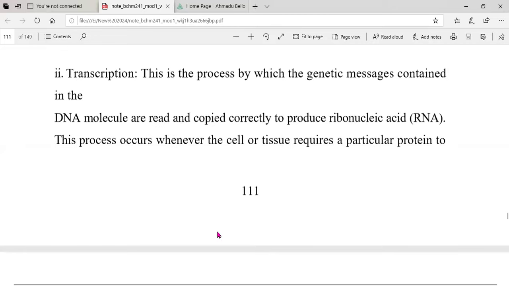You remember when we said the genetic information in RNA is being derived from DNA, right? So when we have transcription, it means DNA is read and its information copied to form what we call RNA. And that occurs when the cell or the tissue is requiring a particular protein or enzyme. So it means the information in the RNA is going to be translated to protein, which is the functional product that the cell or tissue requires.